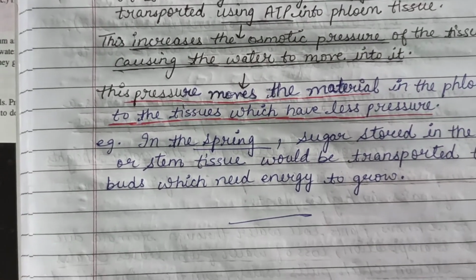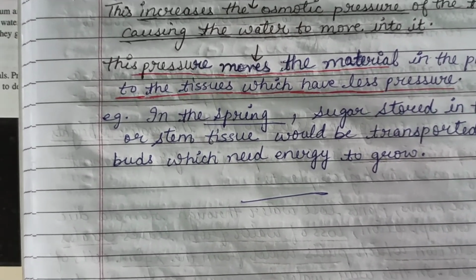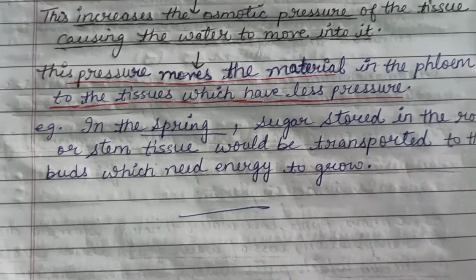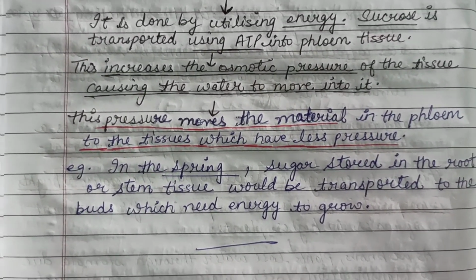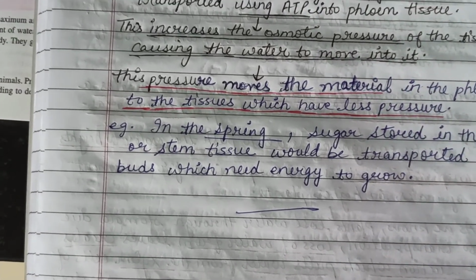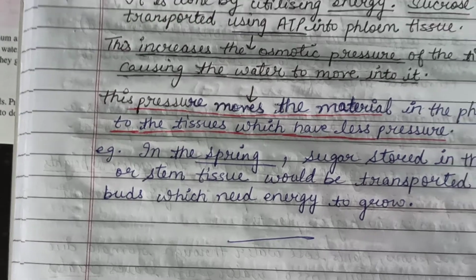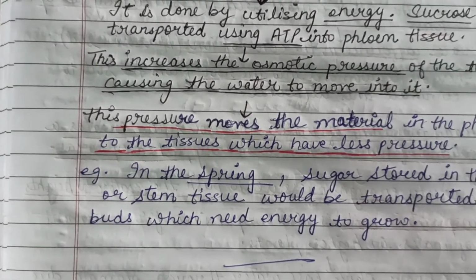In the spring season, sugar stored in the root or stem tissue is transported to the buds, which need energy to grow. So in this way, at the time of need, the food from reserved sources can be transported to the places where it is needed. So in this way, transportation in plants takes place.